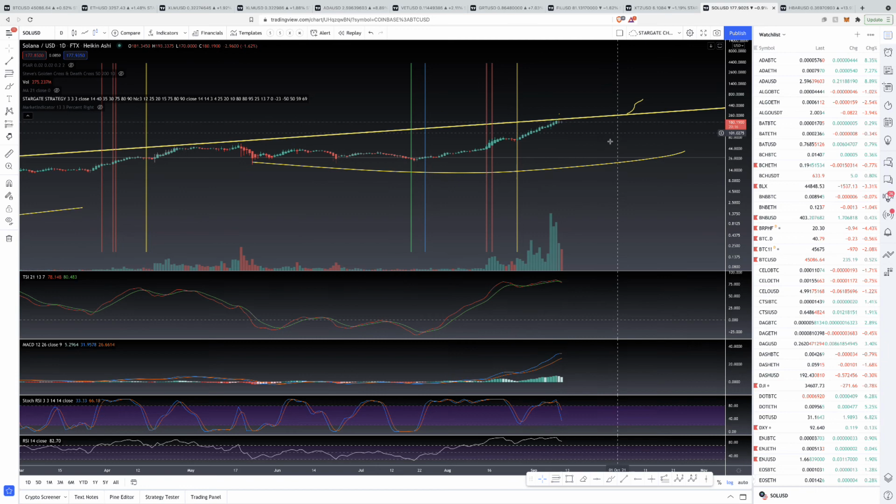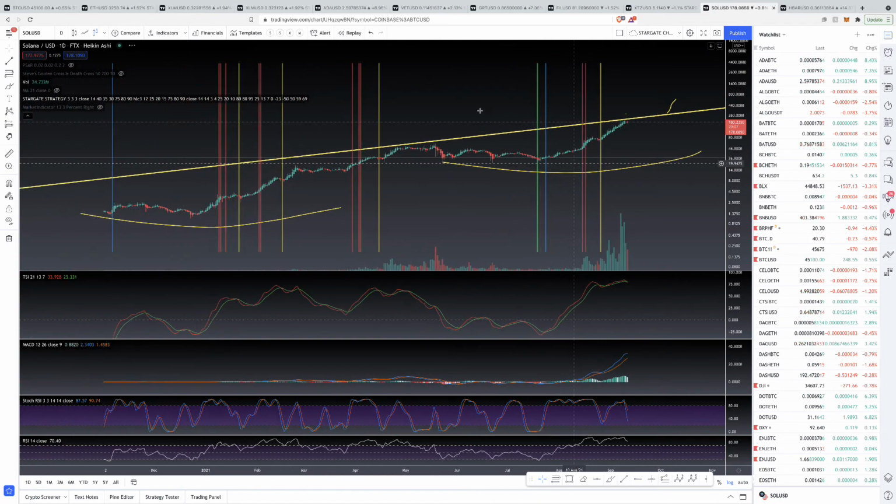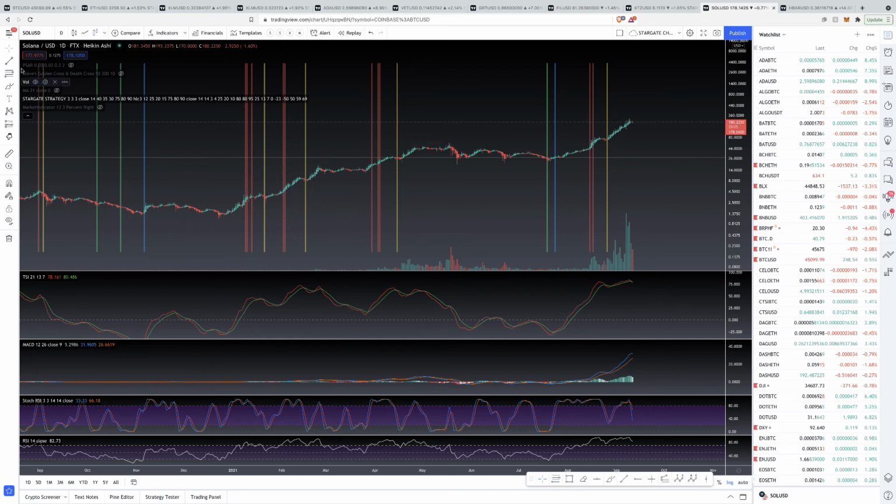So we can start to see Solana show some price strength, get above the $200 level. It's likely we're going to head much, much higher. So that's what we're looking out for. And then I'm going to delete this for a sec.